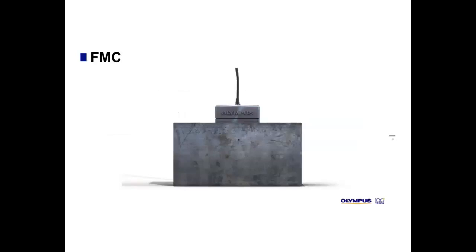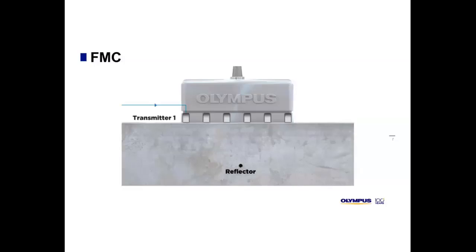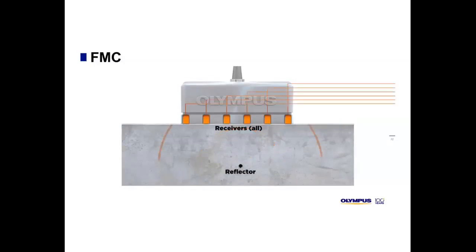Now we will take an example of a probe with 6 elements that is in contact with a steel block with an SDH indication. Actually, this example is shown in a video on our website. Just go on olympus-ims.com and go on resources and you will find this video. But I took some slides just to explain the basics of TFM and FMC. In this example, as I said, we have a 6-element probe in contact with a carbon steel block that has an SDH as a reflector.